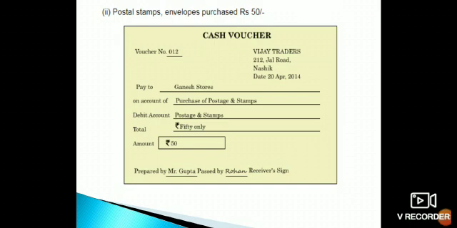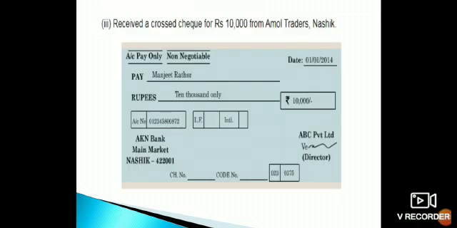Next one is cash voucher. Name of the traders along with the address, voucher number should be entered. Paid to Ganesh Stores on account of purchase of postage and stamps. Here the postage and stamps account is debited. Amount should be filled both in words and numerals.